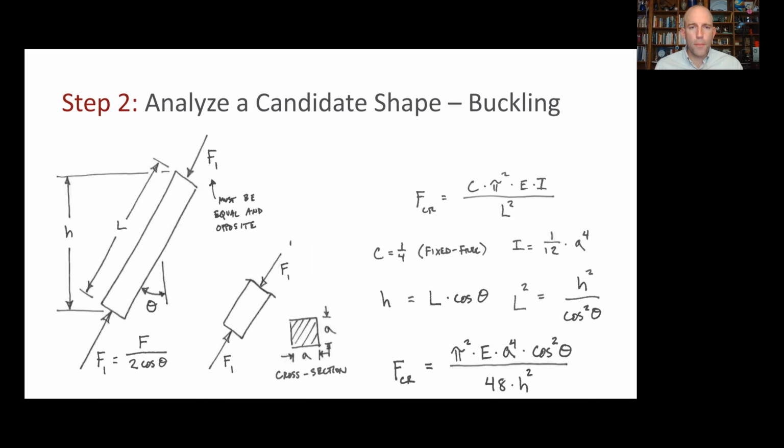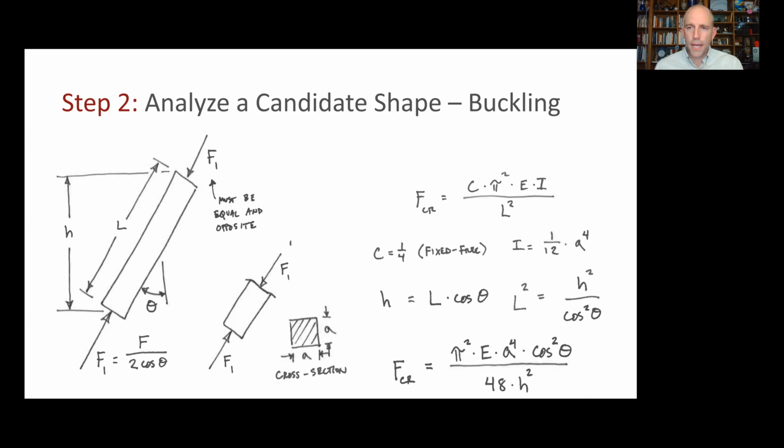If we come back to our critical force equation and substitute everything in, we'll have C is 1/4, I is 1/12 a to the 4th. That's just, we look up the value in the table or use that for a rectangle. The height we know will be L cosine theta. So L squared, which we need to put in the bottom, will be H squared over cosine theta squared. And if we plug that all in and massage it, we've got the critical force is pi squared E a to the 4th times cosine theta squared divided by 48 H squared. Okay, so we have our buckling equation.